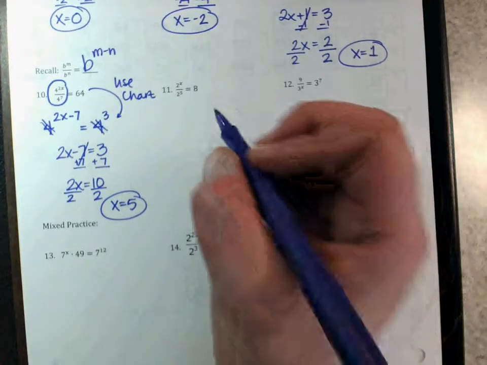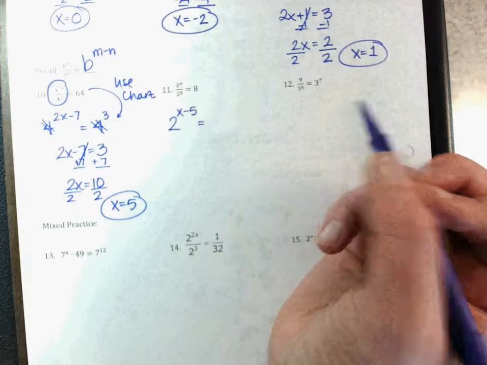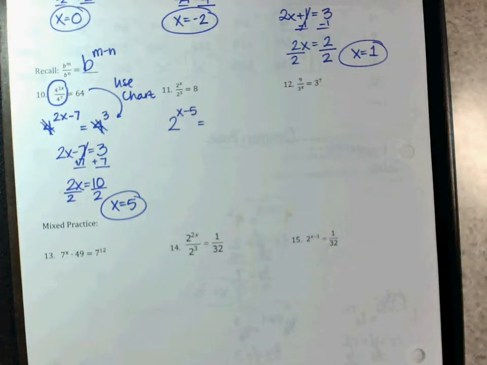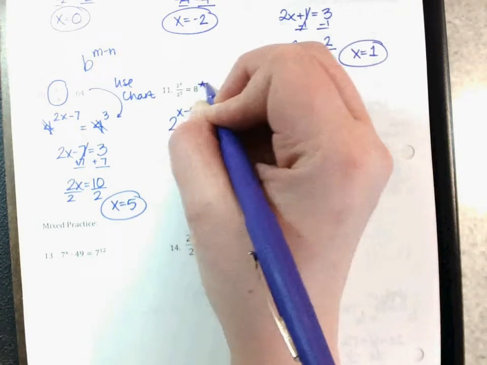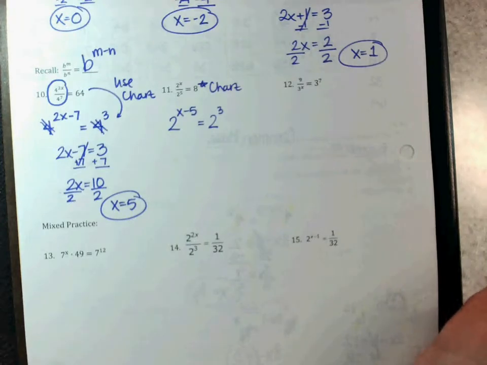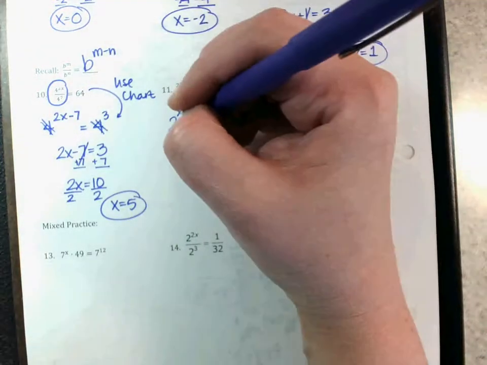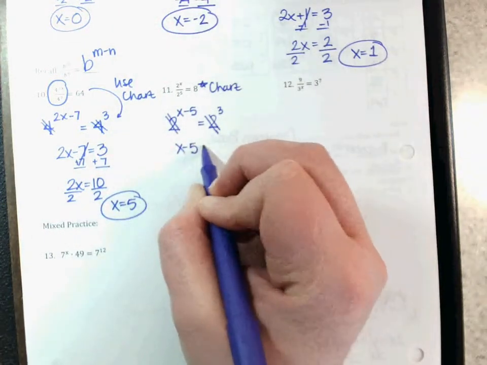That's 2x minus 5. Good. x minus 5. And remember, the order matters. You have to do top first. 2 to the third. And remember, you're just using your chart on these. So I'd have 2 to the x minus 5, because they were divided, equals 2 to the 3, which means x minus 5 is 3.